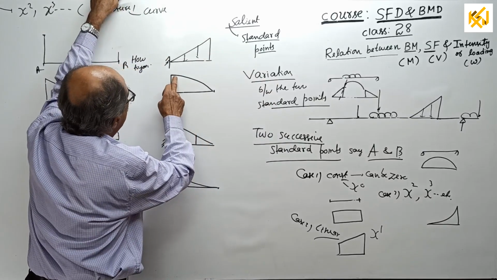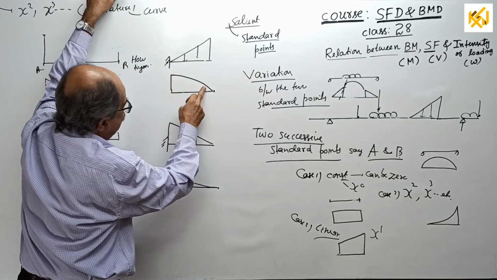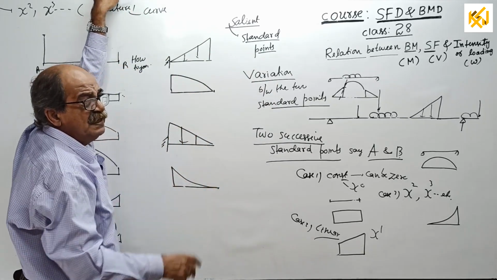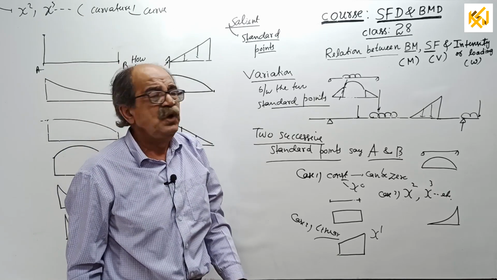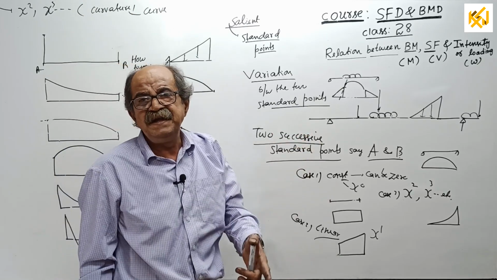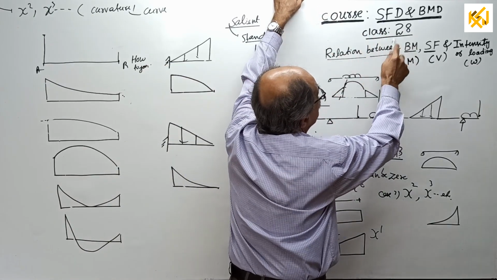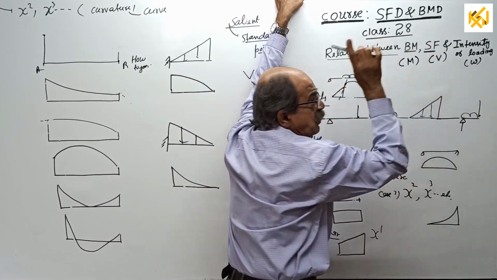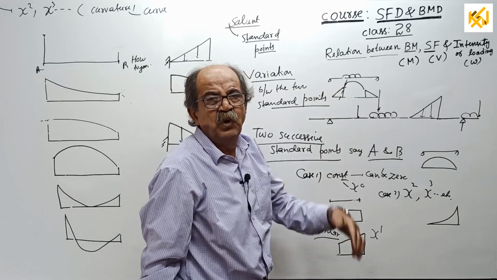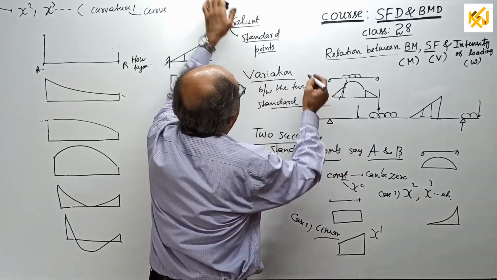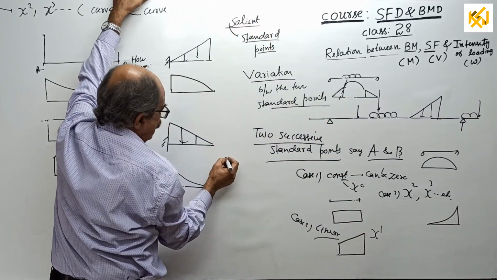See, I directly put here, curve is like this. Here, I put curve this way. These all will be clear for you once, not right now. Right now, I will establish relation between BM, SF and intensity of load. Actually, most of people know it. See, I write here, what you know?